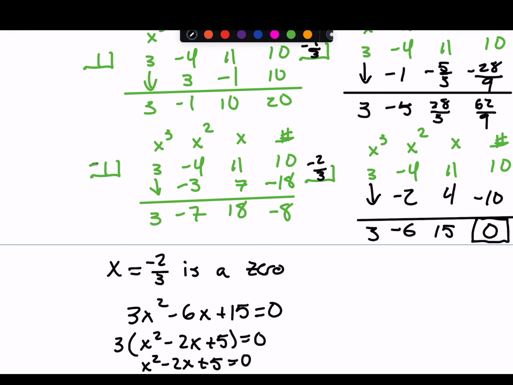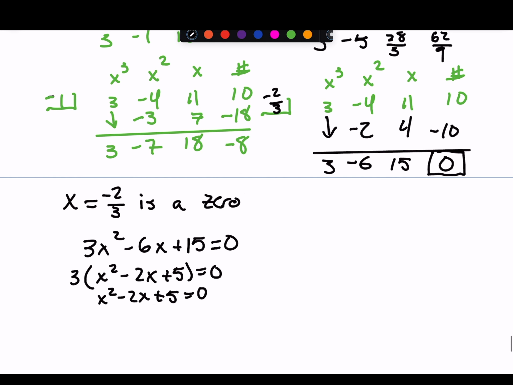And if we try to factor this, what are the factors of 5 that when we add we get negative 2? Well, the factors of 5 are 1 and 5, and they'd have to both be negative, which won't give us negative 2. So it looks like we're going to have to break out the old quadratic formula to be able to solve this. So our a is 1, our b is negative 2, and our c is 5. Remember, those are the coefficients of our quadratic in standard form.